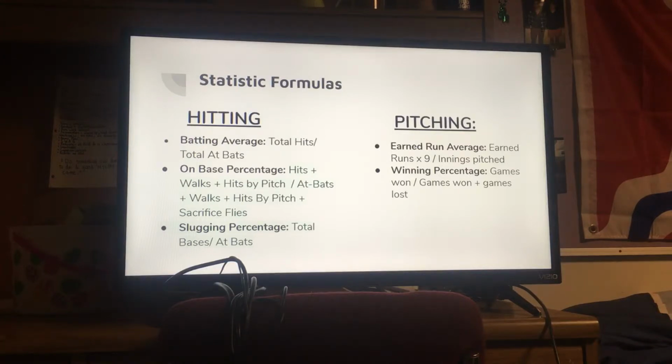So the way you calculate your batting average is you do your total number of hits throughout the whole season and divide that by the number of at-bats you have on the season, and you'll find out your batting average. Next is on base percentage, and that's obviously any way you get on base, whether it be a hit, a walk, a hit by pitch, anything that gets you on base will go towards the stat.